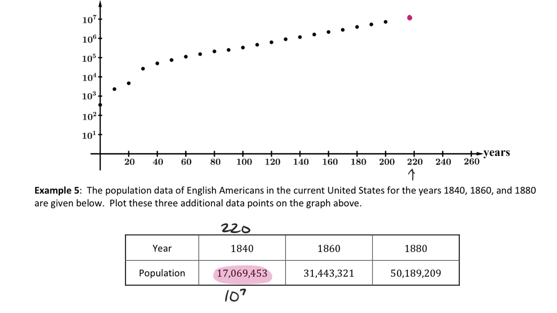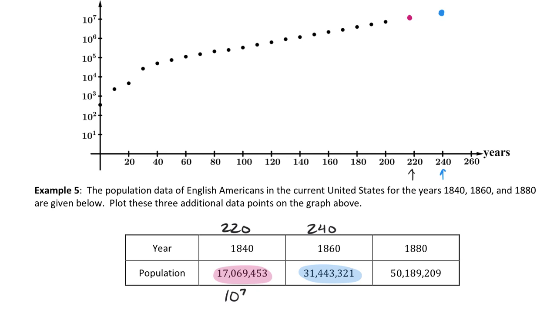Our next data point is 1860. That's 240 years after 1620. It says that our population at that time is 31 million. That's still within the 10 to the 7th power area, but it's going to keep going up. So at 240, I'm going to go up to a little bit higher than 17 million because 31 million is bigger.